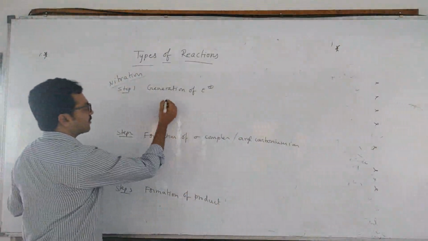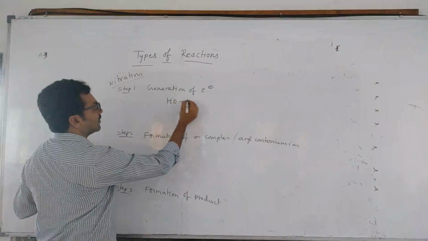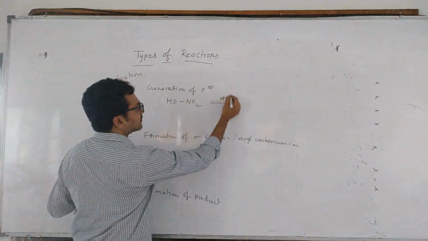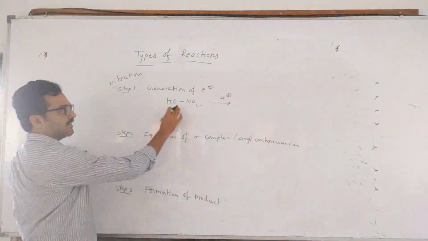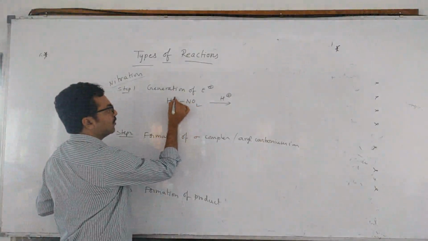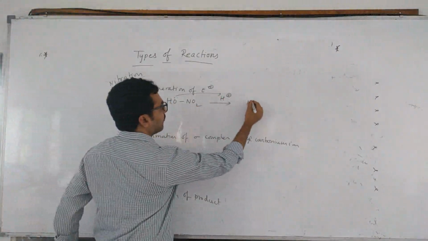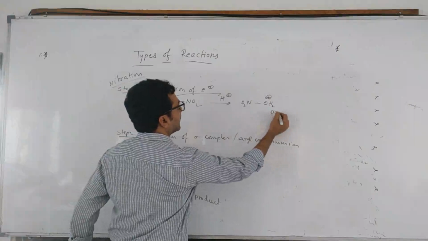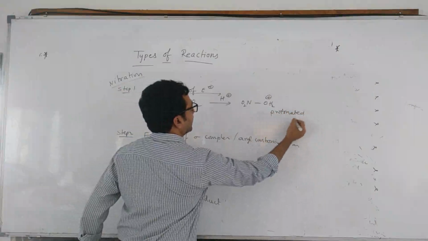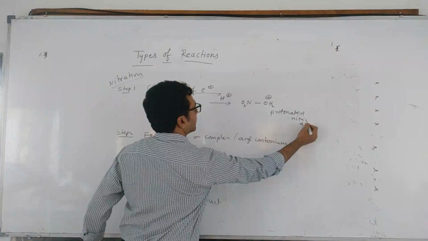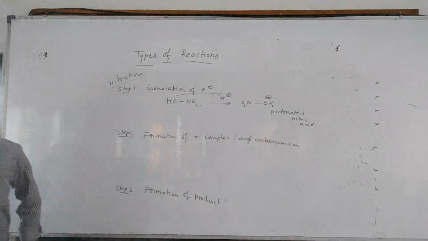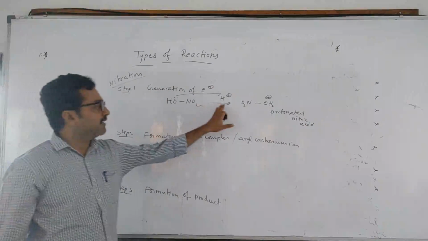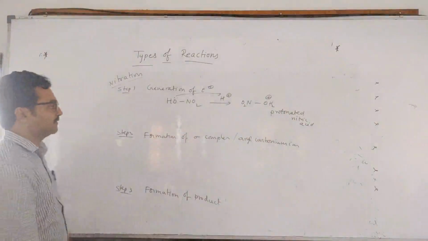Okay, so generation of electrophile, first what will you do? This is nitric acid, children, HNO3. This nitric acid will take the H plus given from sulfuric acid, because for nitration you add these two. So this O will take the H plus and it will form NO2OH2 plus. This is called protonated nitric acid. So nitric acid, if it takes a proton, forms protonated nitric acid.